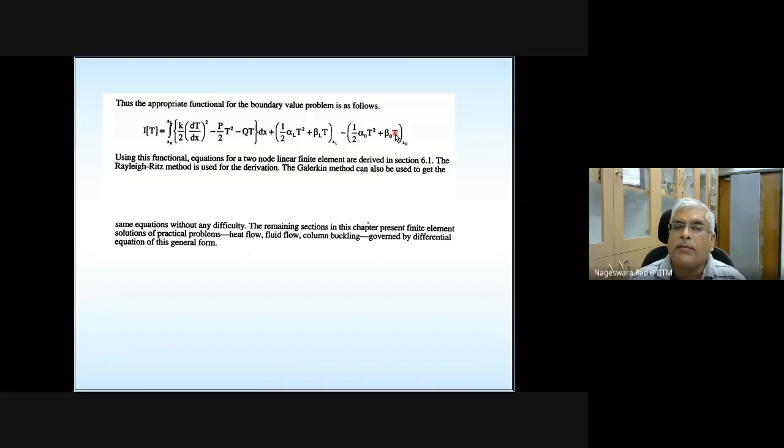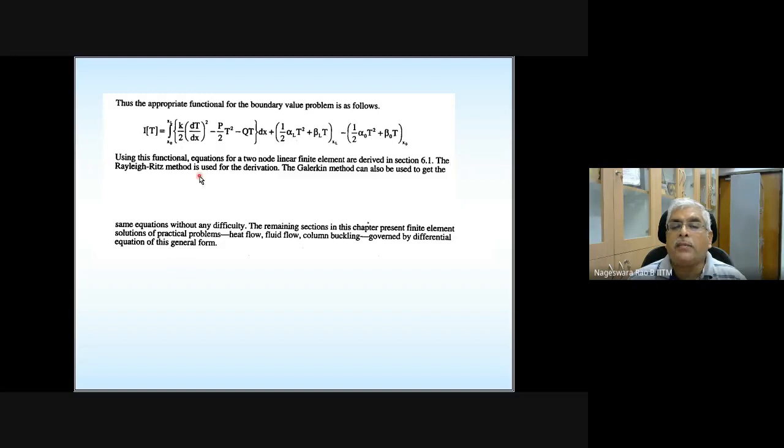So now to proceed further, we need to decide on the type of element we are going to adopt, whether a 2-node element or 3-node element, 4-node element, like that. So far we have studied the 2-node bar element. So the same element we can apply here. So this is the equivalent variational functional. Using this functional, equations for a 2-node linear finite element are derived. That is what we are going to see.